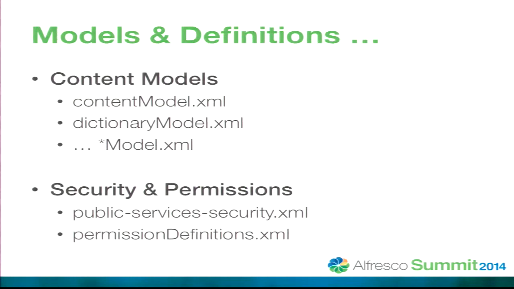One thing I'll skim over, which I mentioned earlier, is the content models, but you can look those up if you're interested. You could start at the core content model. But underpinning that is also the dictionary model that has the data types. And there's a whole other list of models you can look up. I've just put starmodel.xml. In terms of security and permissions, there's a couple of other context files. The first one is the public services security.xml, and then the permission definitions. And if you read through those carefully, you can see how it's built up in terms of the security at the method level for the Java services.